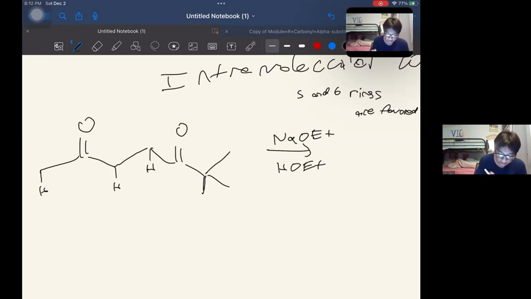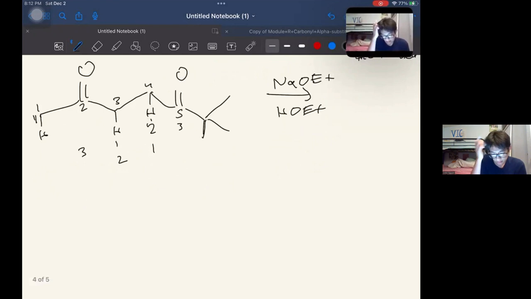And now you just need to count to see how many carbons would go into the ring and then go from there. So if you were to start here, it'd be 1, 2, 3, 4, 5. And then if we were to start from here, it'd be 1, 2, 3. And if you were to start here, it'd be 1, 2, 3 as well. Which means that this hydrogen is most likely to be pulled off.